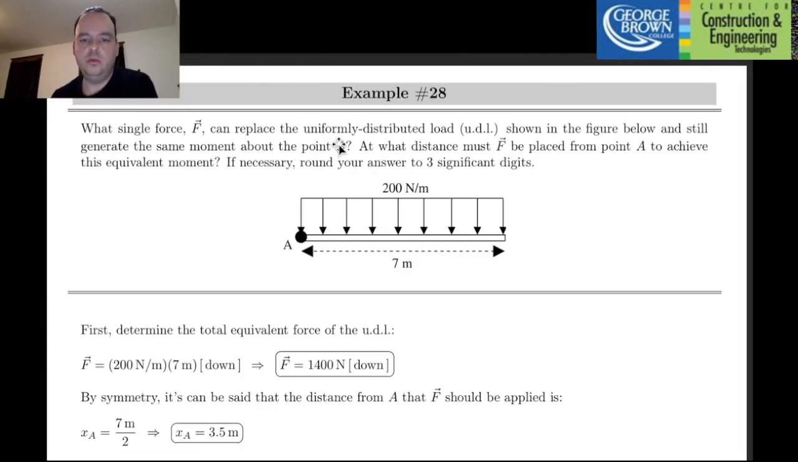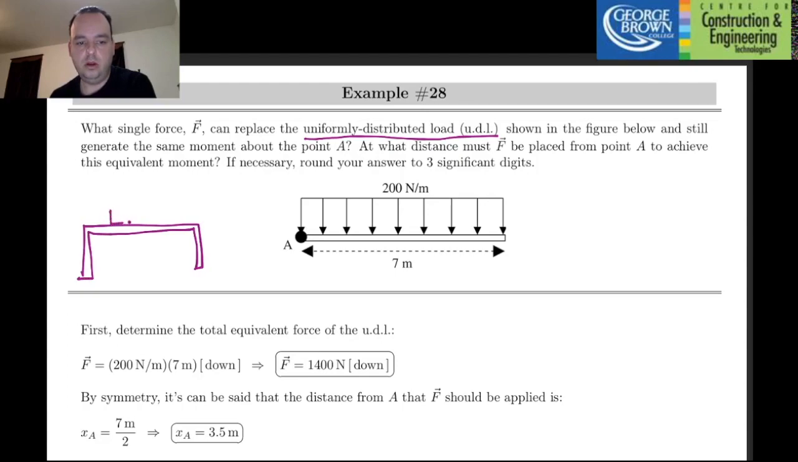In this example, we investigate the effect of a UDL, or uniformly distributed load. Uniformly distributed loads are very common in practice and represent when an object does not impart a single force at a single point, but rather a force that is spread out over a region. There are many examples that we can bring up, but I'll just show you something very simple.